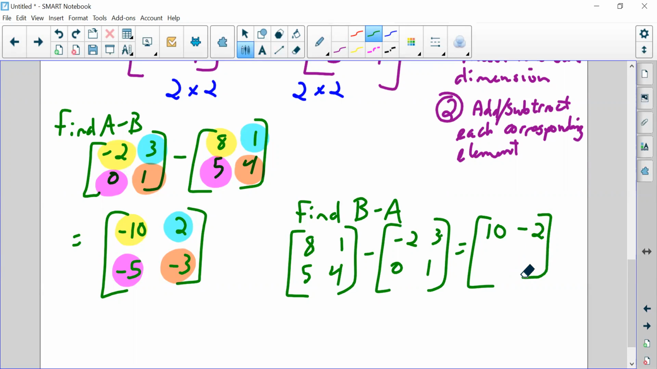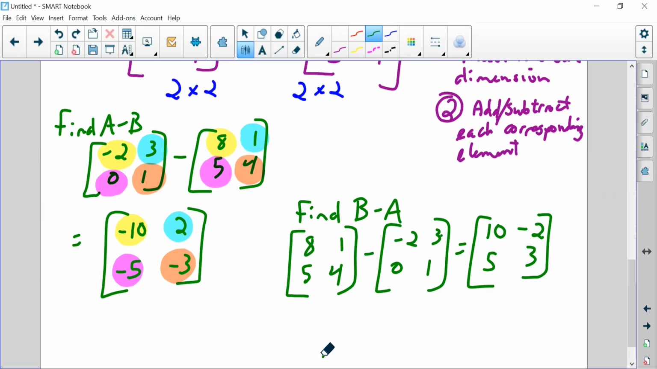And what's our second row? 5 and 3. 5 minus 0 is 5. 4 minus 1 is 3. That's it. You're done. So that would be matrix adding and subtracting.